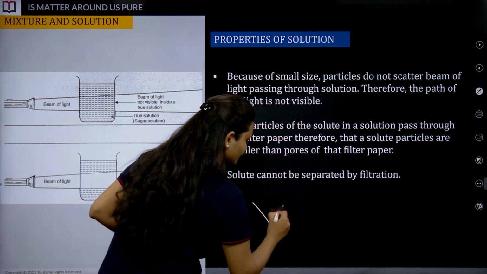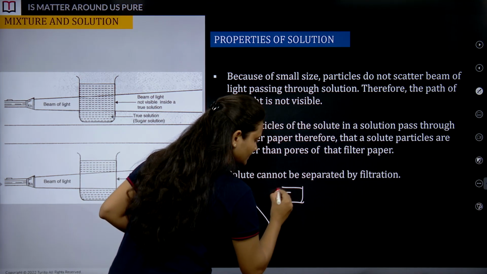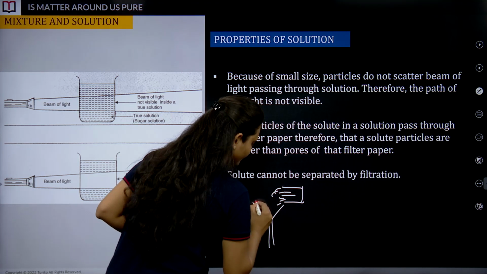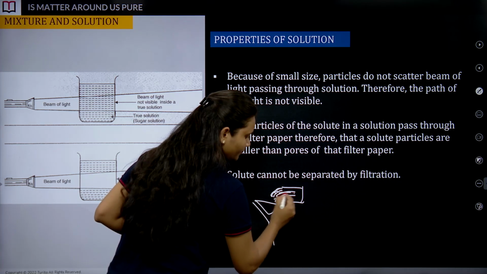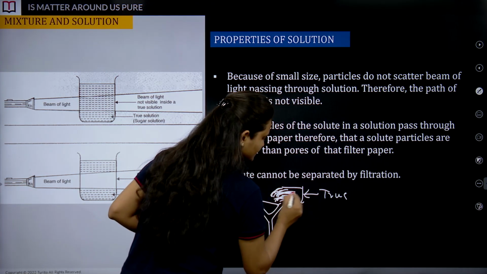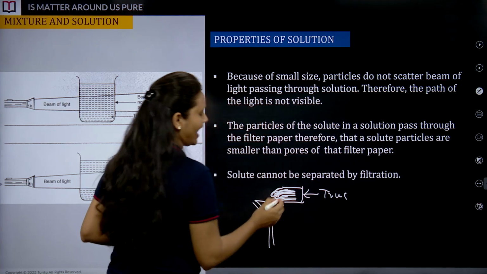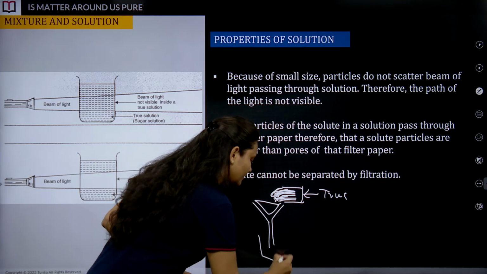Okay. This is the funnel, and to it, if you have poured some true solution, we are having a filter paper here. This is the solution which you are going to pour. This is a true kind of solution. Try to understand, this is a beaker and through which you have poured some solution on the paper, and definitely we are going to collect it.